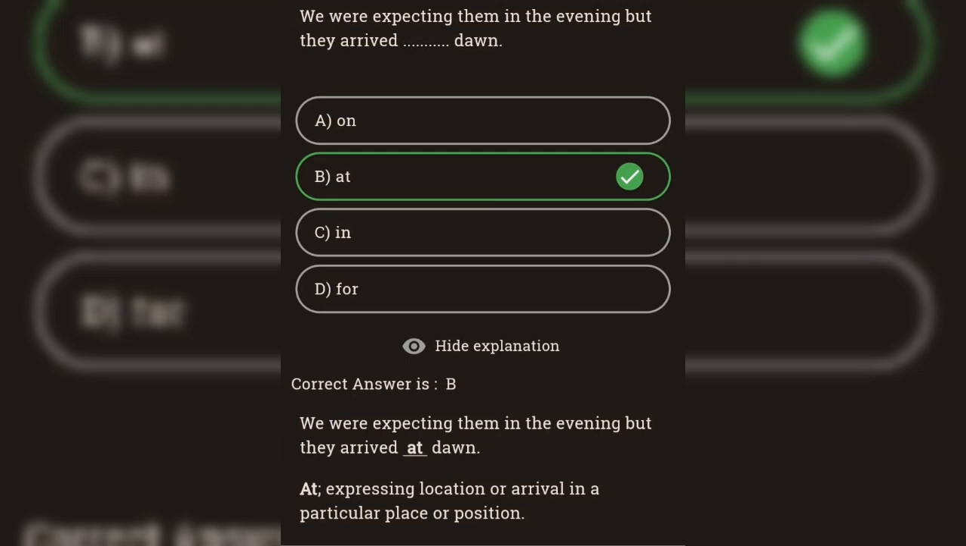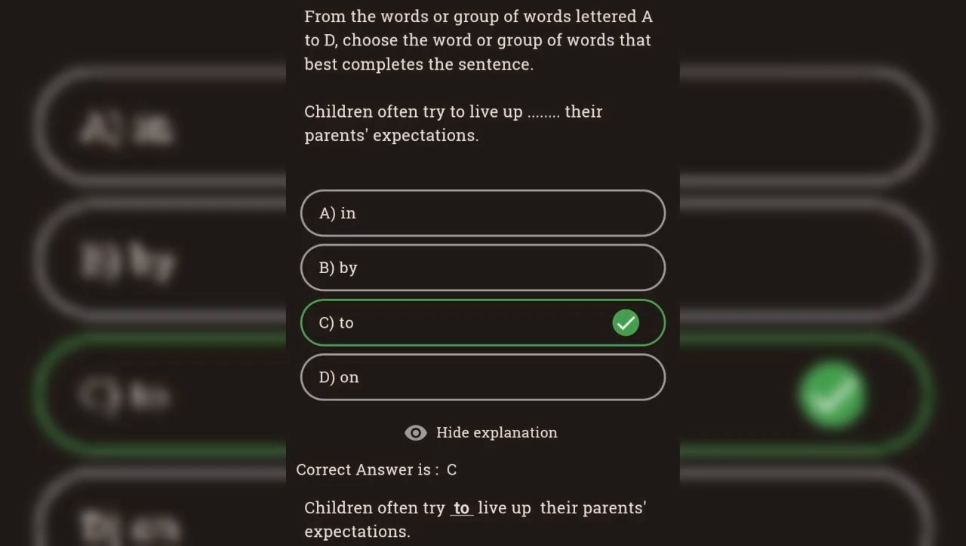All right, another example. Children often try to live up to their parents' expectations. When you use the phrasal verb to live up, it must be followed by preposition to. So you live up to. You don't live up by. You don't live up in. You do not live up on. You live up to. Okay. That is the correct answer.